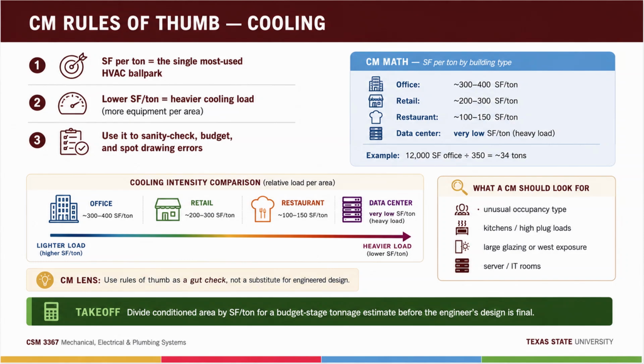Quiz alert. 1 watt equals 3.412 BTUs per hour. All lighting wattage becomes heat gain in the space. Memorize 3.412. It converts any electrical load to a cooling load, and it will be on the quiz.